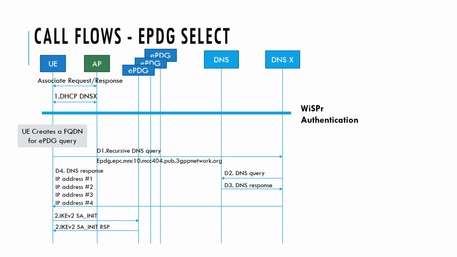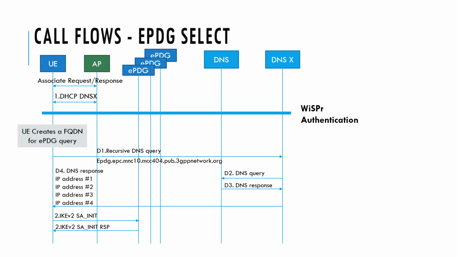So the first call flow is the EPDG selection call flow. In the EPDG selection call flow, first of all, the UE has to select an access point. Access point is the first point of access to the Wi-Fi network. So it accesses the access point using the associate request and response. Then the access point allocates an IP address to the UE through DHCP.